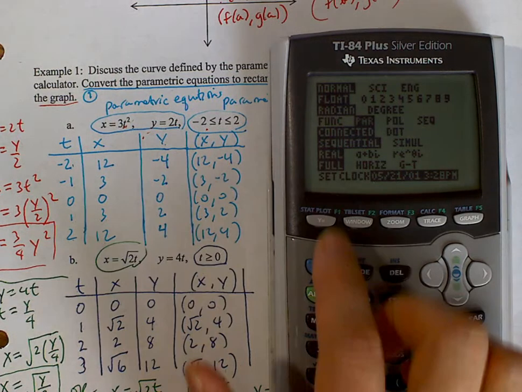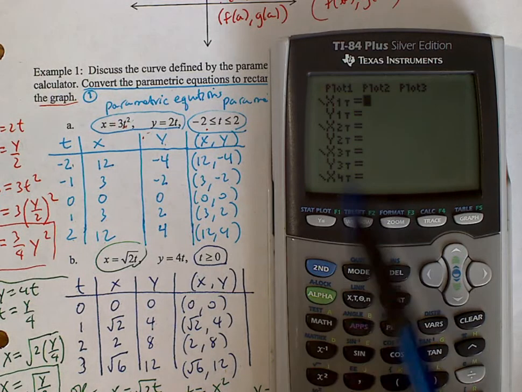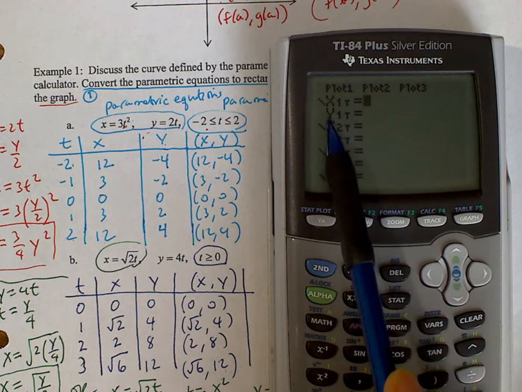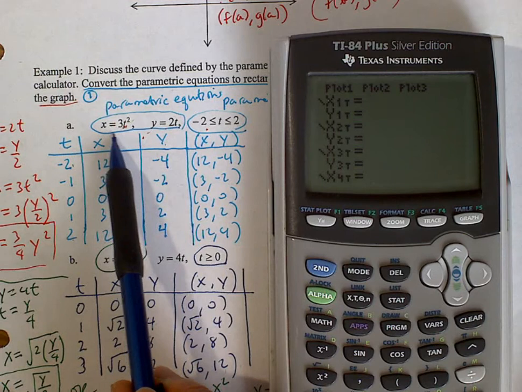Now if you go into the y equals, you'll notice that you don't have your y1, y2, and so on. Instead, you have your x1, and this t represents the parametric. So this is equivalent to x of t, and this is equivalent to y of t, and so on. All right, so I'm going to do the first problem and put it into the calculator.